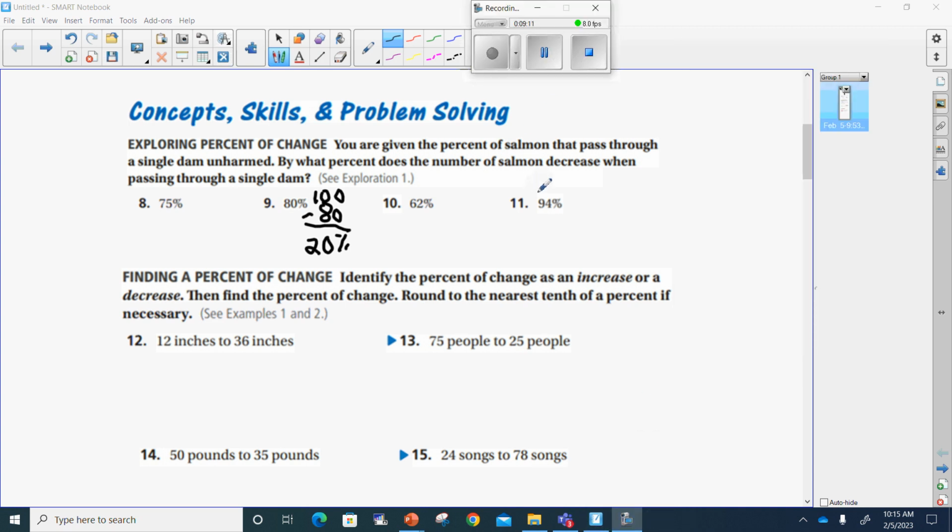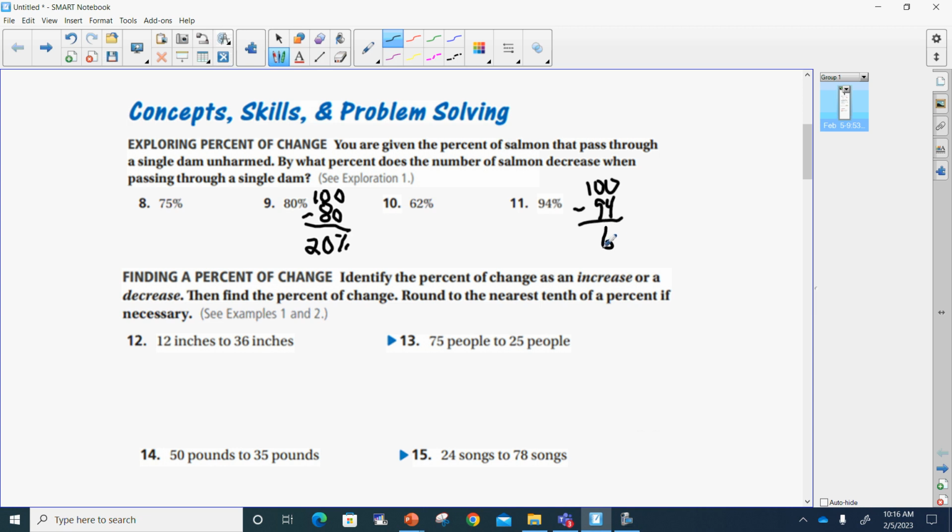When we get to number 11, it says 94%. Again, we'll take 100% and we will minus 94%. And 100 minus 94 is 6%. So that means we have 6% that decreased.